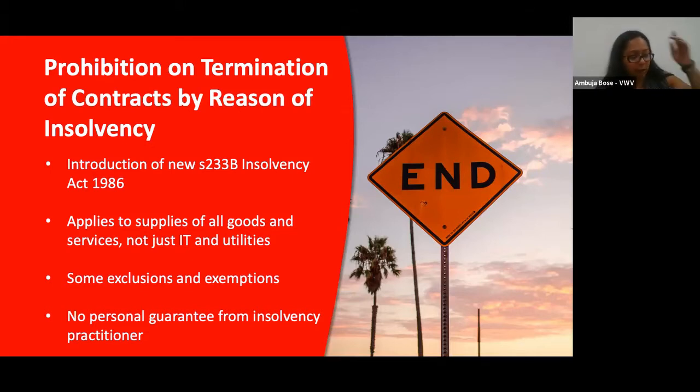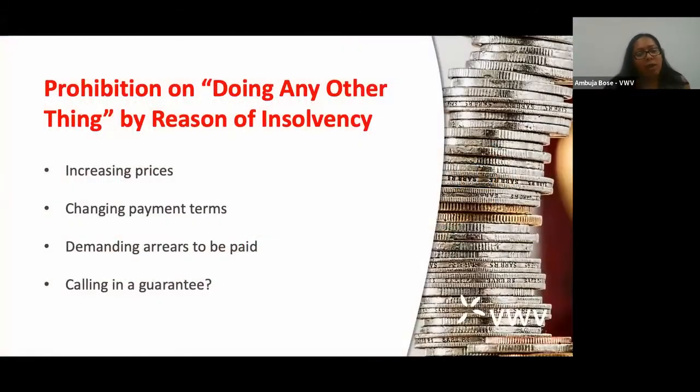Moving on to the next slide, the other onerous implication of CIGA is that suppliers are also prohibited from doing any other thing by reason of insolvency, which means that suppliers aren't allowed to use the entry into insolvency as a trigger for increasing prices, changing payment terms, demanding that arrears are paid up to date.